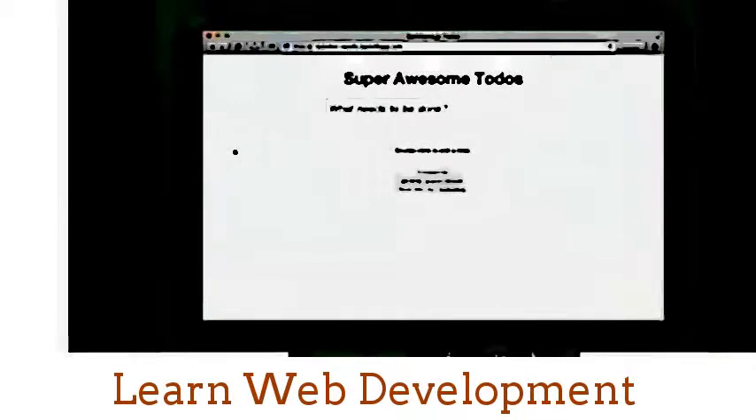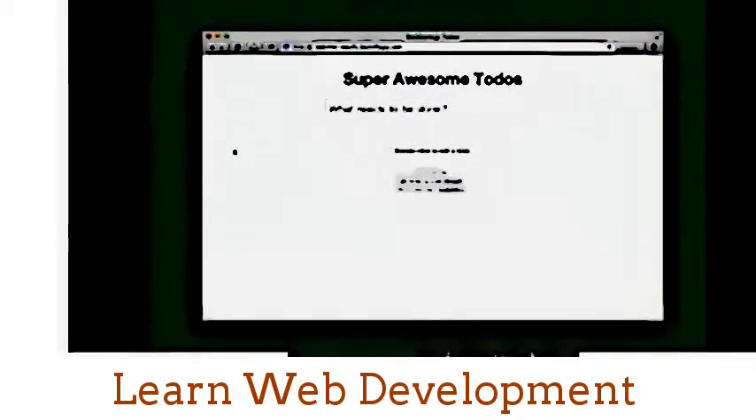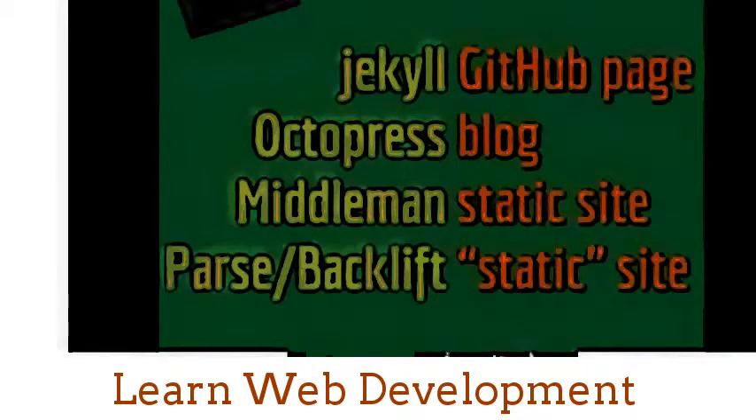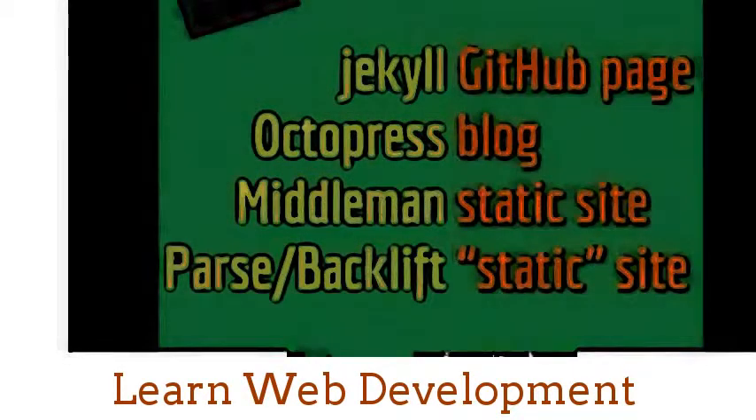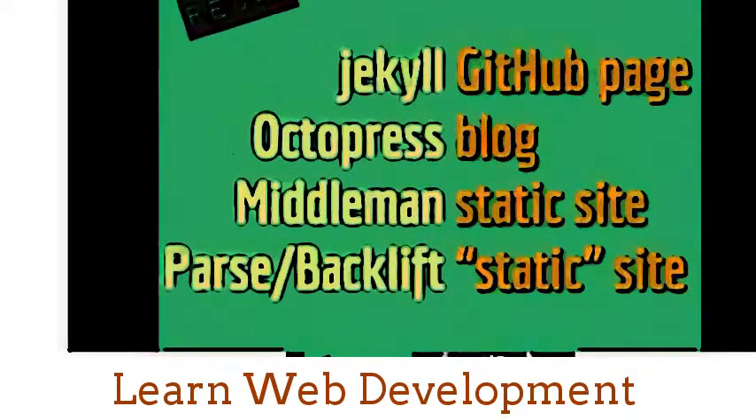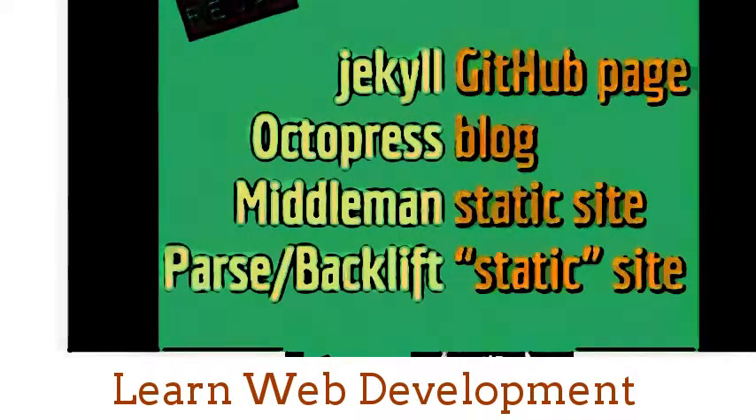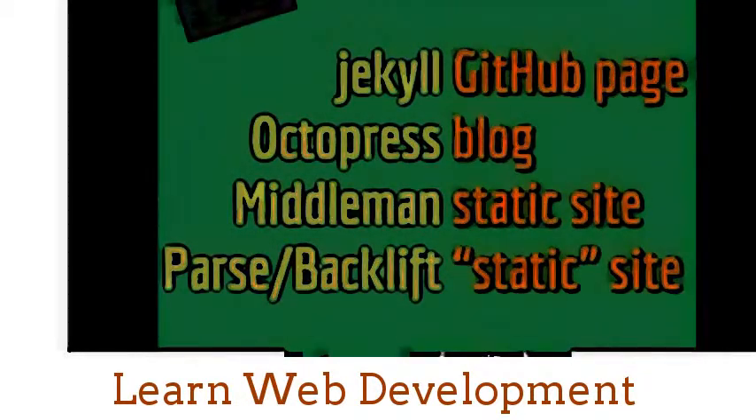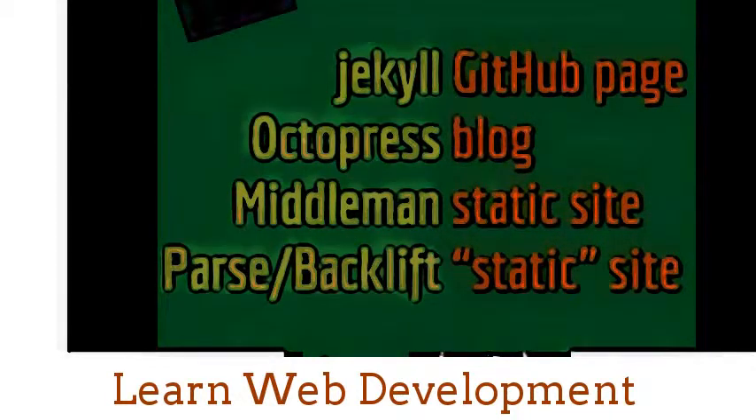These backend as a service providers, like I said, are really going to change the game in terms of the way we think about architecting our applications. So to go over that one more time, if we're building static sites, then Jekyll is the engine for GitHub pages, a great option for blogs, as is Octopress. You can use Middleman for managing a static site, or you can use Parse or Backlift as a backend as a service provider. And that is it, folks.